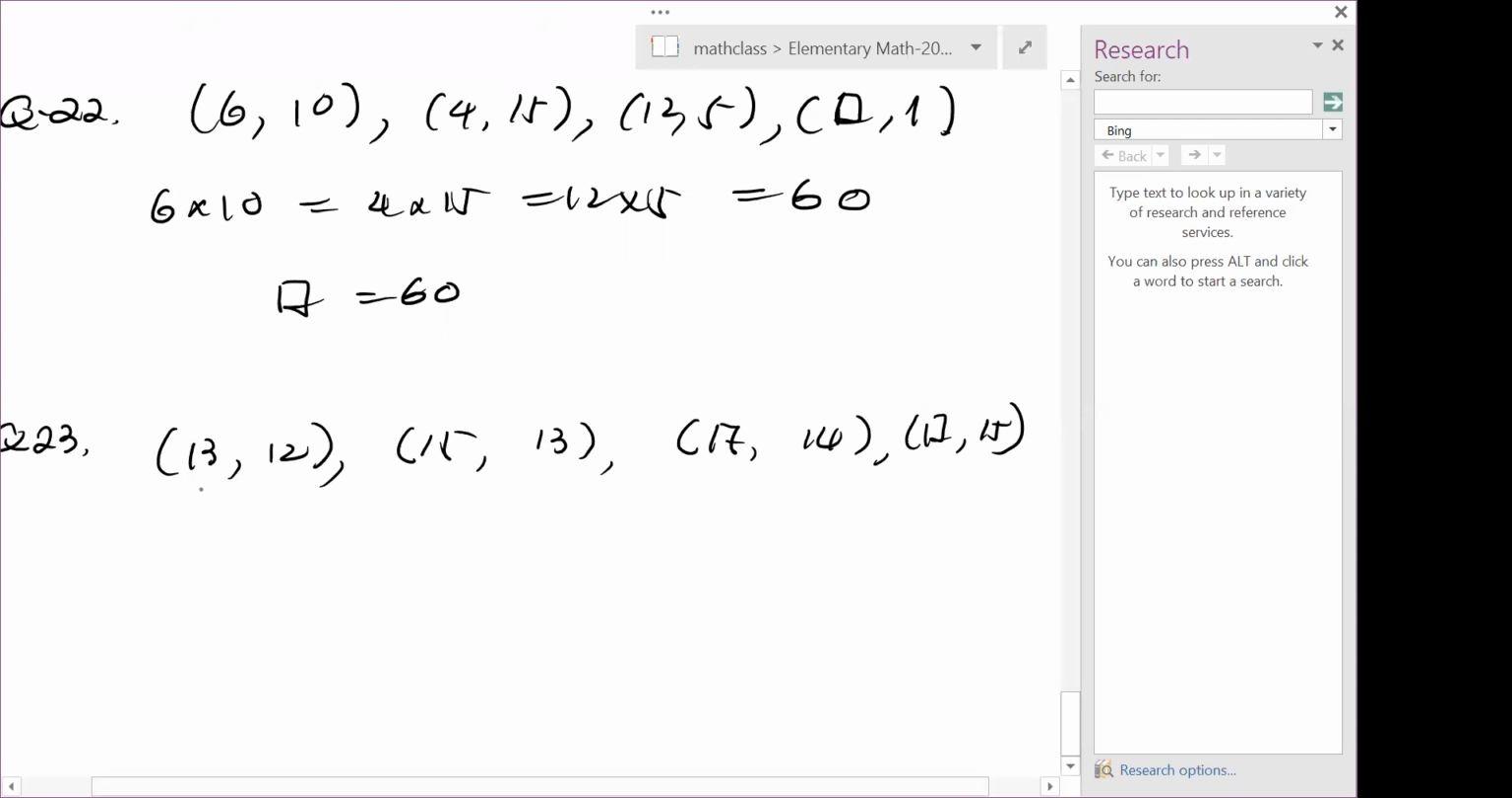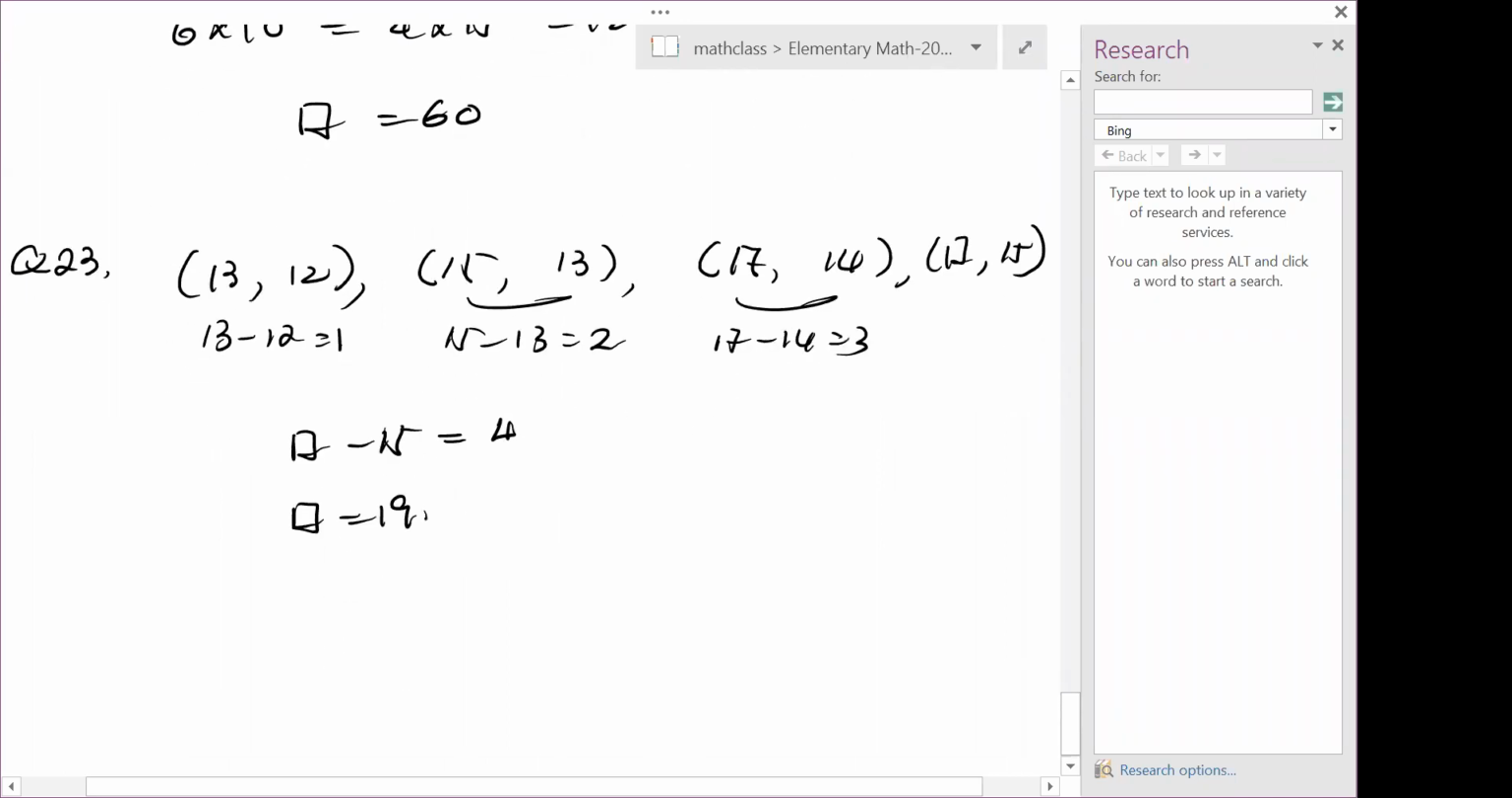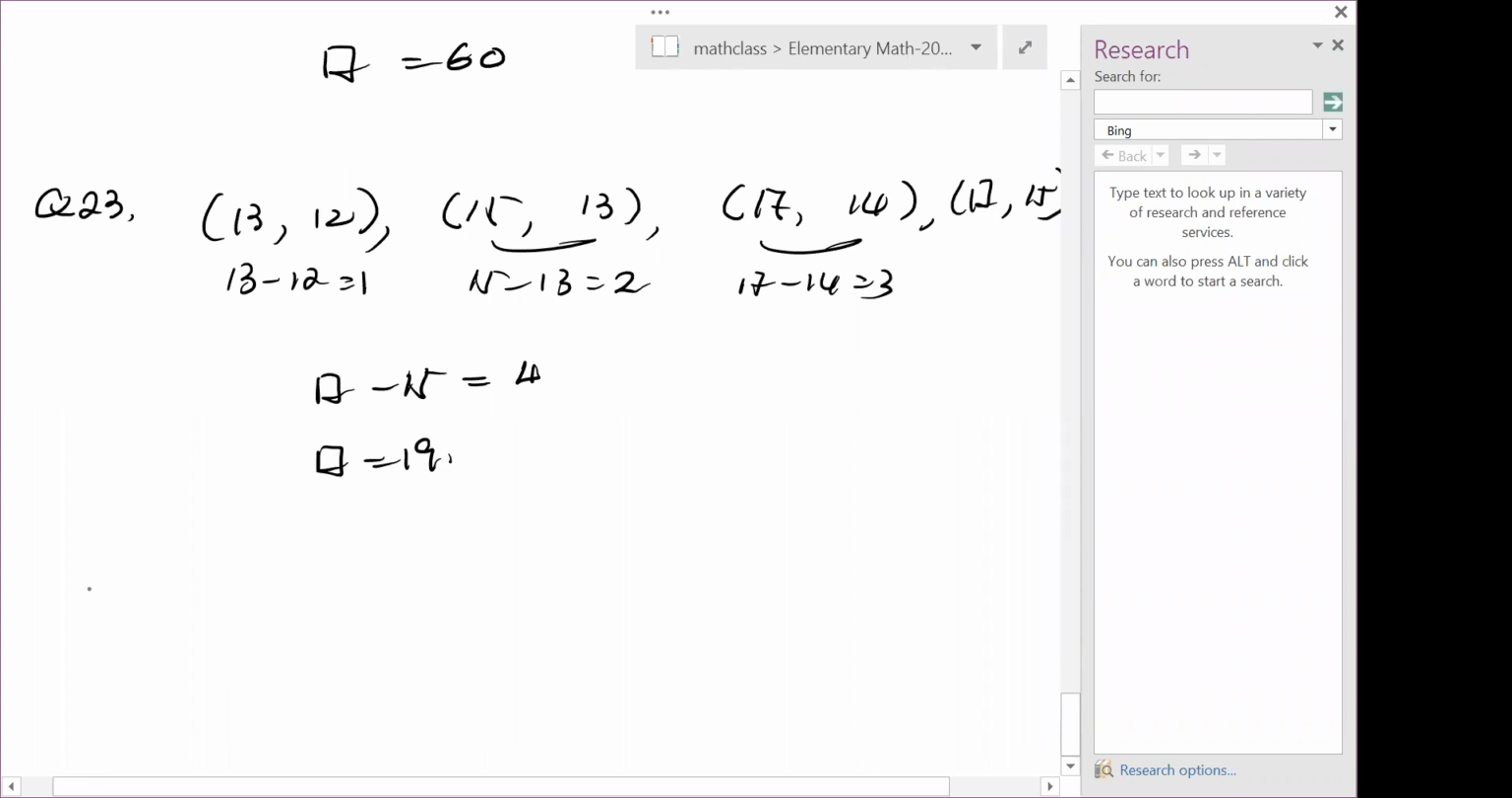Yeah, we see that this is a difference. Let's try this first. It's 1, and here I got 2, and here I got 3. So more likely, this is going to be 4, right? The difference. So that number should be equal to 19. So you get a new sequence, and there's a pattern here.